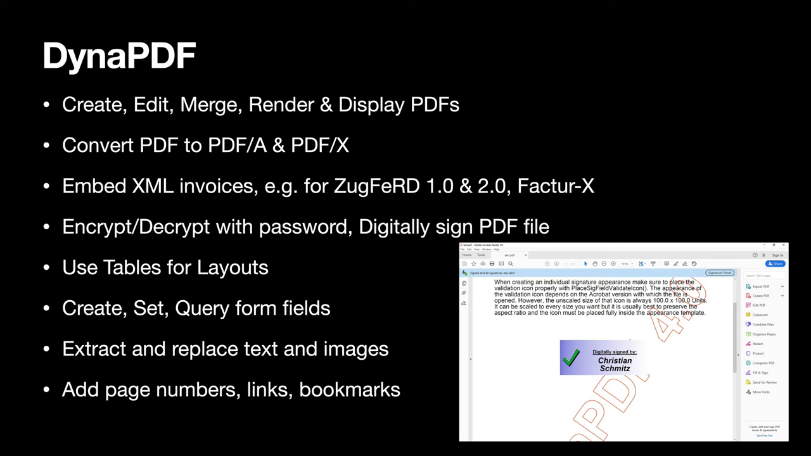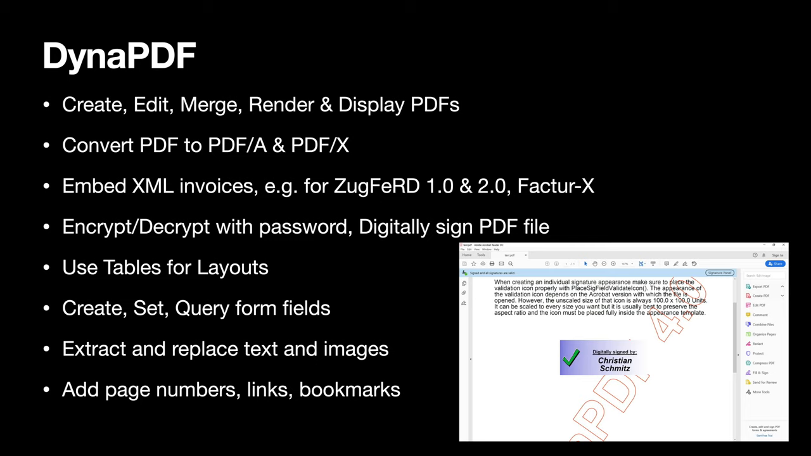Also, you can extract text from a PDF, like text within a certain rectangle. So if you know the invoice number is always on the same spot, you can just extract the text in that little rectangle. You can also replace text, so you can take a template PDF and just replace the text with the new text you need, as well as with images, where you can not just extract the images but also replace an existing placeholder picture in a PDF page with a new picture.